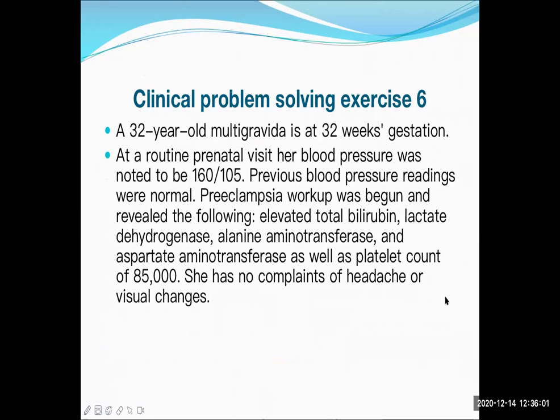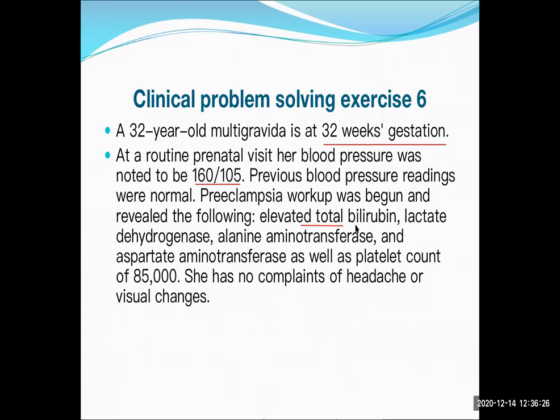The last one. Okay, so see there. A 32-year-old multigravida is at 32 weeks gestation. So she is at 32 weeks gestation now, already after 20 weeks. At a routine prenatal visit, her blood pressure was noted to be 160 over 105. Previous blood pressure readings were normal. A preeclampsia workup was begun and revealed the following.